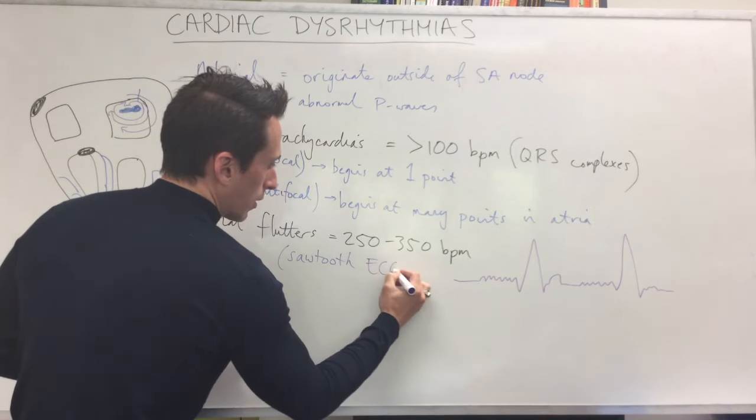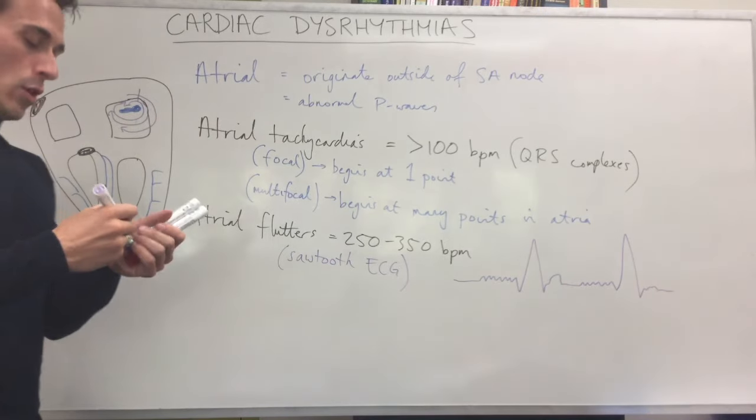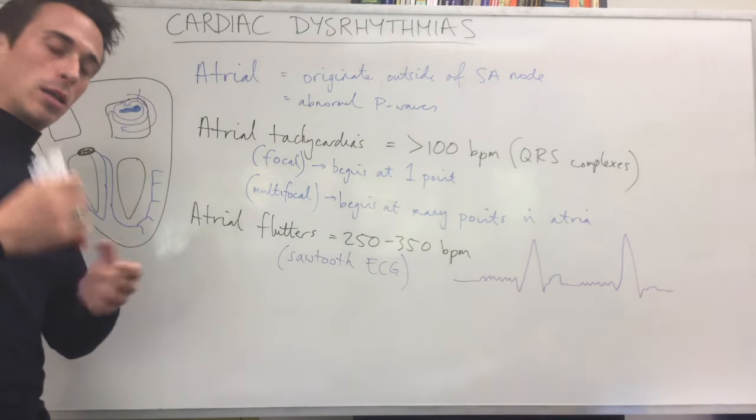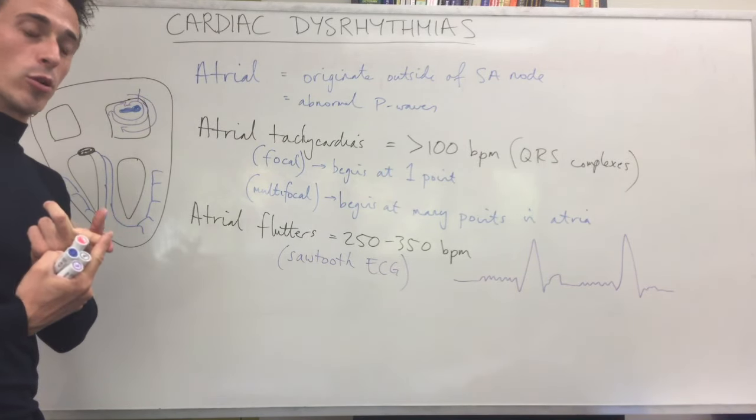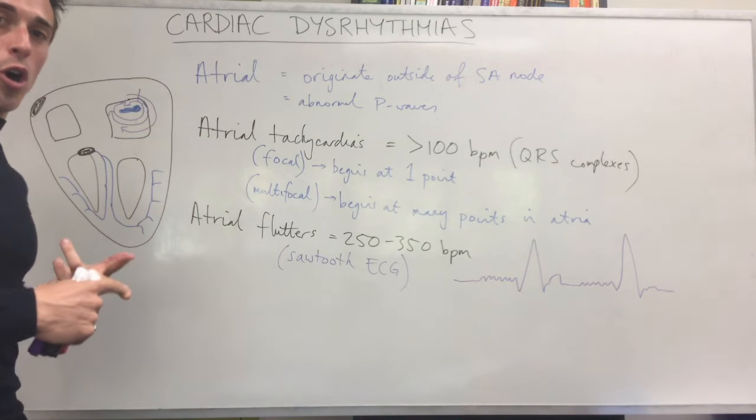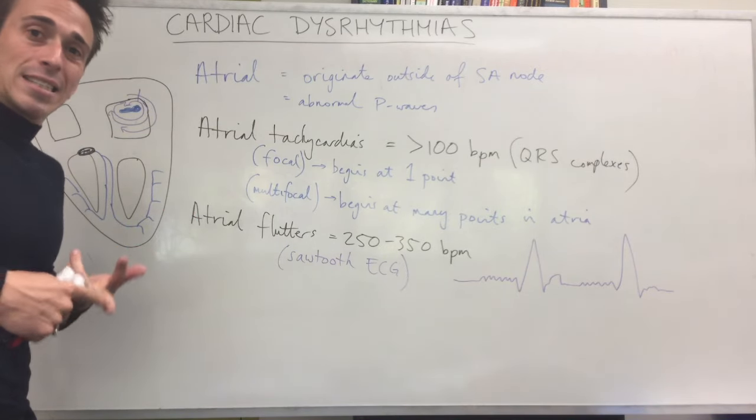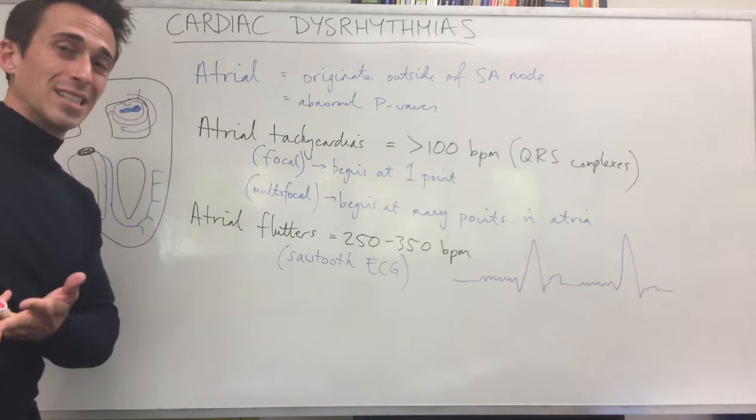Sawtooth looking ECG. So what could cause this? Well, structural abnormalities is probably one of the most common. It could also be some sort of toxic drug effect. Can sometimes be due to digitalis toxicity as well.